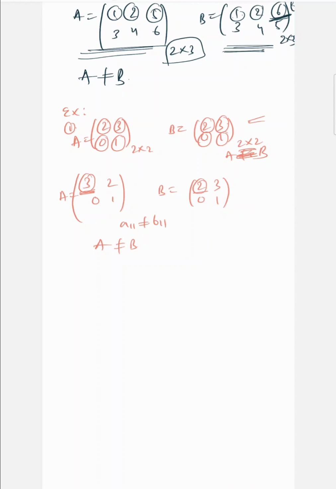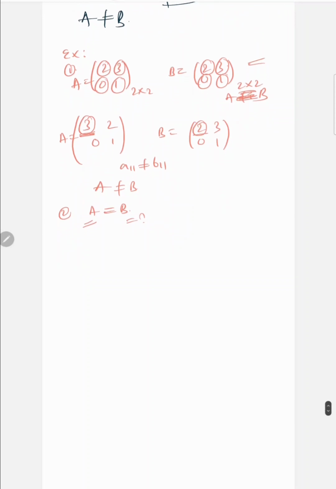Sometimes what they will give is, they will mention A and B are two equal matrices, and then ask to find the coefficients which are left in A or left in B. So we can take an example so that it will be clear.